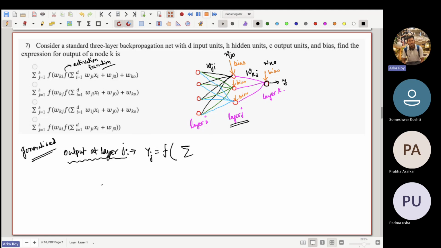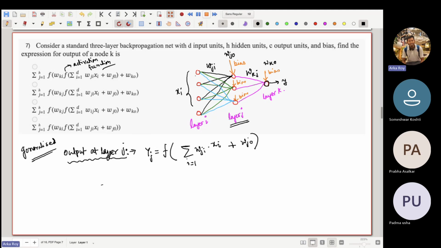So let us now talk about this particular neuron. We have already seen how to write it: the summation of Wji multiplied with xi, where xi is the input. And then you have to add the bias. So your bias is Wj naught.